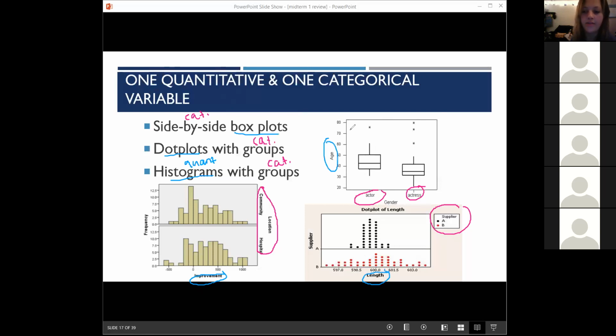So in this side-by-side box plot here, we do have our categorical variable of gender, and so we have actor or actress, so men or women, and then our quantitative variable is going to be age, so how old they are, and then you're able to compare them in that way. So that's what that is if you want to combine the two.